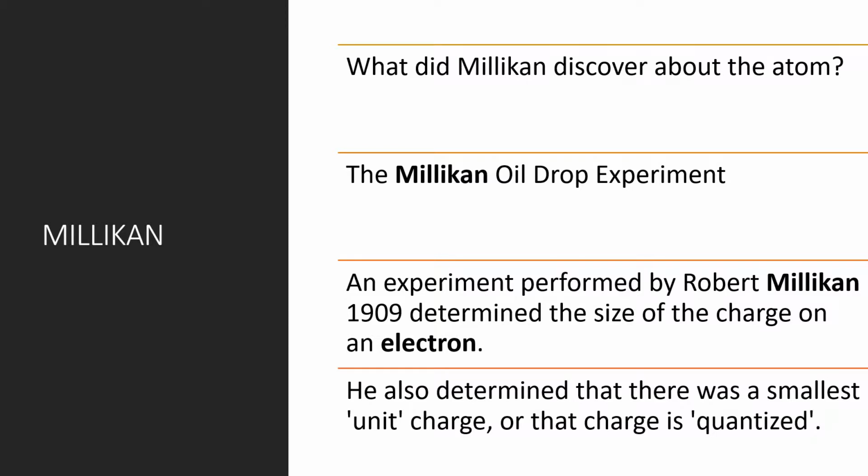Millikan. What did Millikan discover about the atom? The Millikan oil drop experiment. An experiment performed by Robert Millikan in 1909 determined the size of the charge on an electron. He also determined that there was a smallest unit charge, or the charge is quantized.